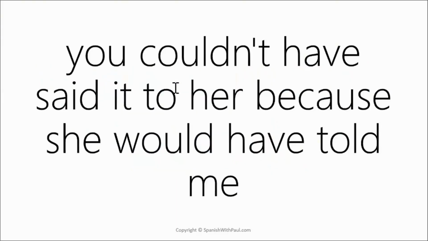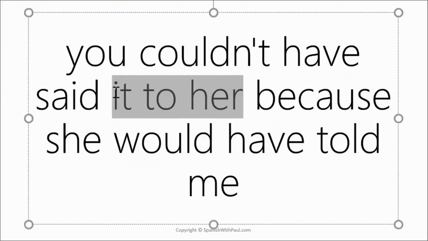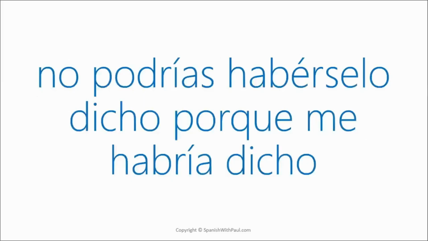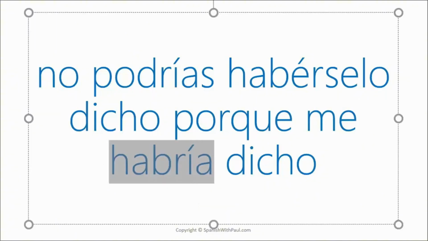Then we have this double pronoun here of it to her. Actually, this is the first thing that you should see in this translation. Your mind goes to the sound of selo, and you're going to hook it onto haber. So, you couldn't, no podrías, habérselo dicho, okay, have said it to her, because she would have, porque me habría dicho, she would have told me. You could also, I suppose, say porque me lo habría dicho, because she would have told it to me.